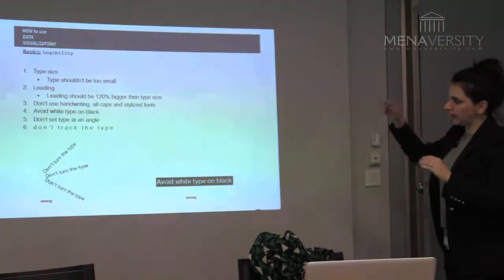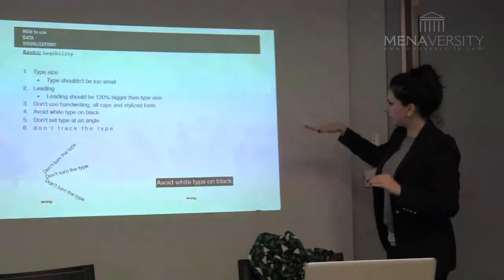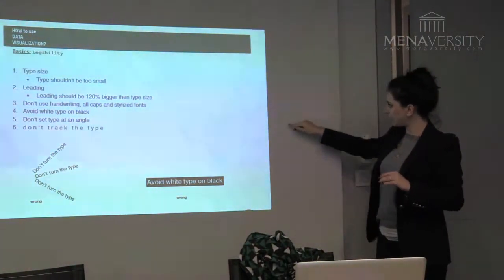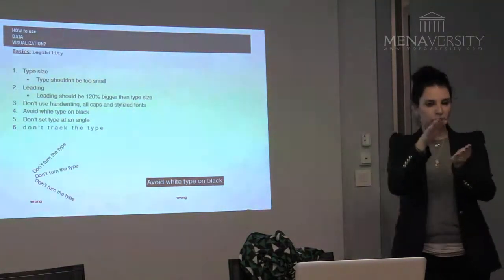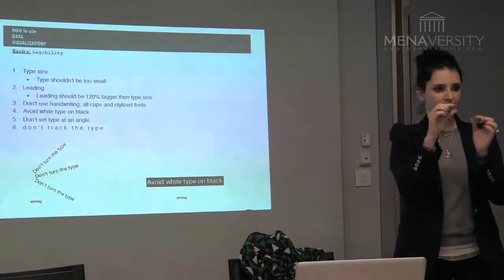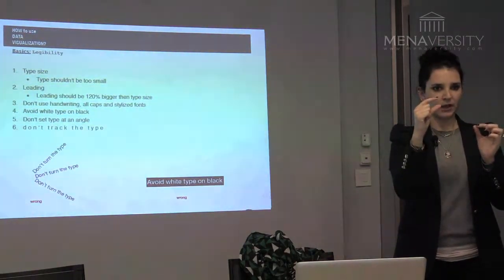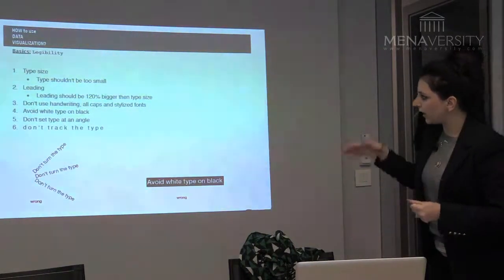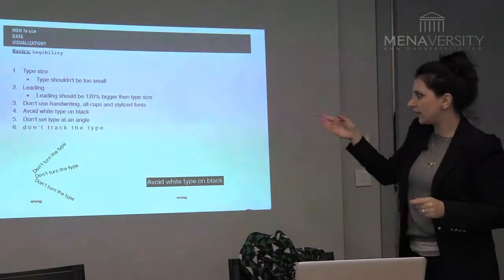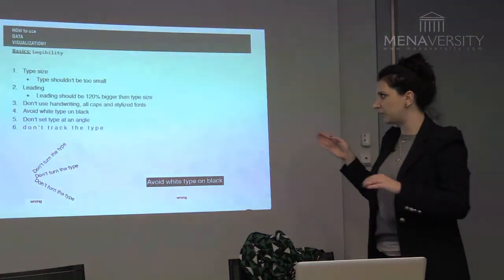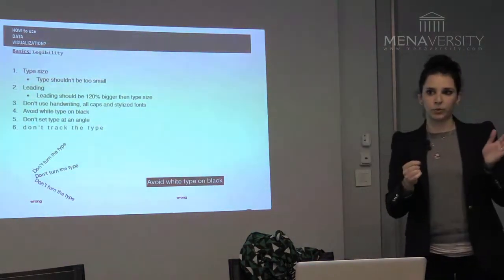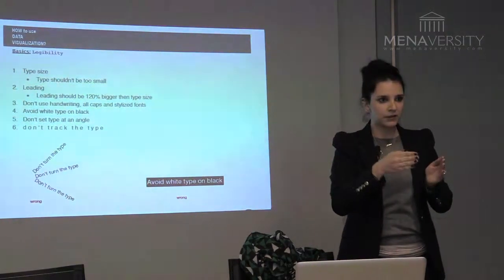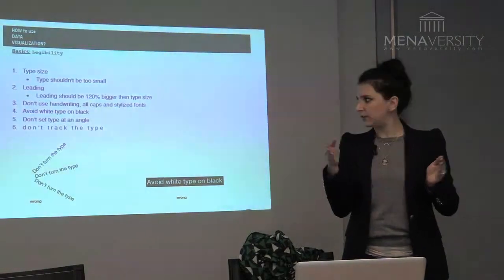The leading technically is the space between one line and another in a paragraph. So your letters should not be jammed, obviously, and you should have enough space so that you can read easily the letters, the words. So if you're working, for example, on Illustrator, the leading should be 120% bigger than the type size. You can do that also on Word or on PowerPoint. If your type size is 10, your leading should be at least 12 points, right?